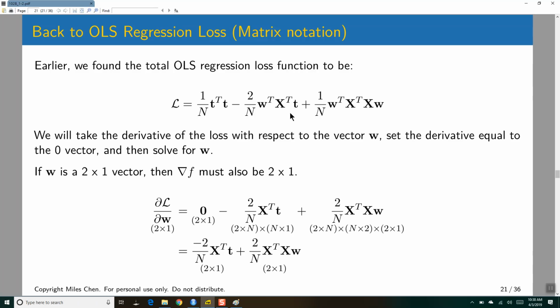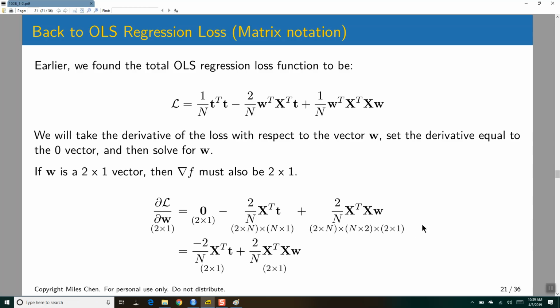Here I've got w transpose x transpose t, so the gradient with respect to w will just become x transpose t. And if we think about what that is, x transpose is 2 by n, and t is n by 1, and we can see that this will result in being 2 by 1, which is what we want. And over here I've got w transpose x w, so the gradient with respect to w will be x transpose x w.